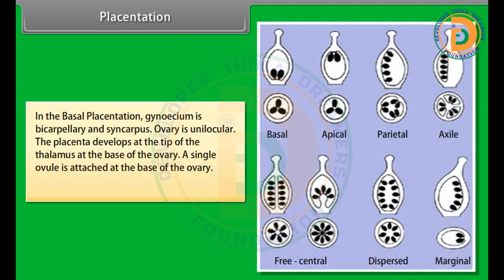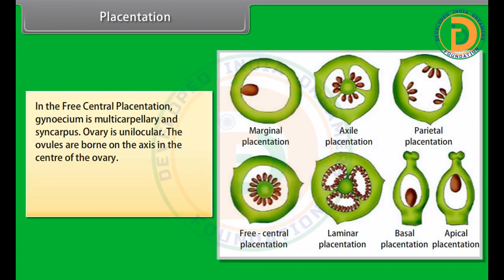In the basal placentation, gynoecium is bicarpellary and syncarpous. Ovary is unilocular. The placenta develops at the tip of the thalamus at the base of the ovary. A single ovule is attached at the base of the ovary. Example, Tagetes. In the free central placentation, gynoecium is multicarpellary and syncarpous.